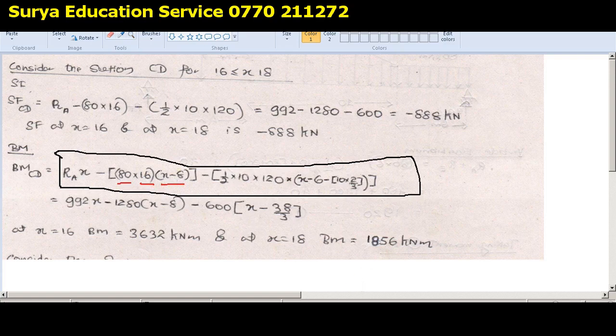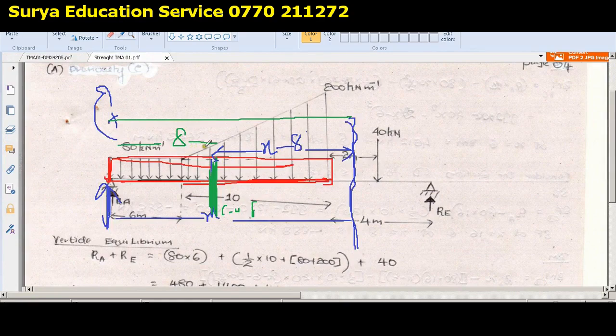The next thing, guys, is that we have to consider the entire triangular load, right? So it's natural. You have to consider this entire triangular load. I think I'll use a different color. So you have to consider the entire triangular load like this, right?